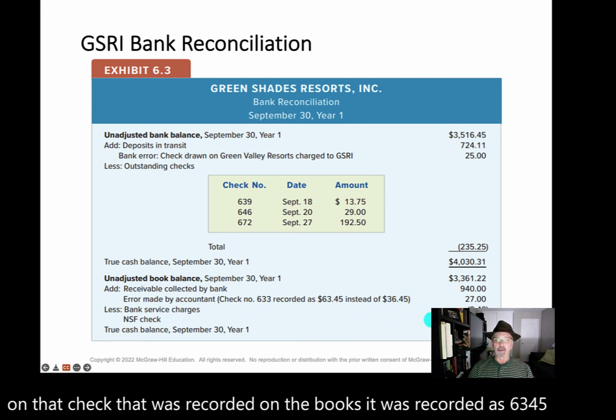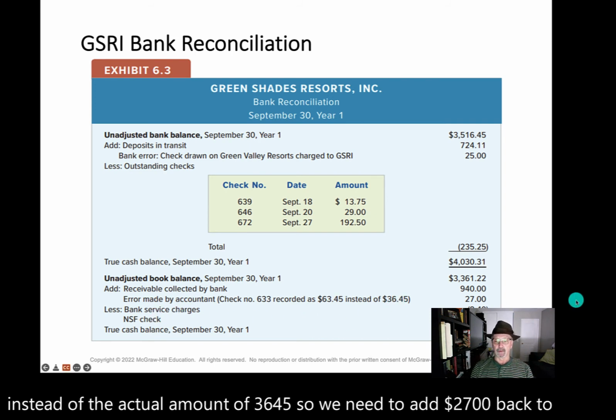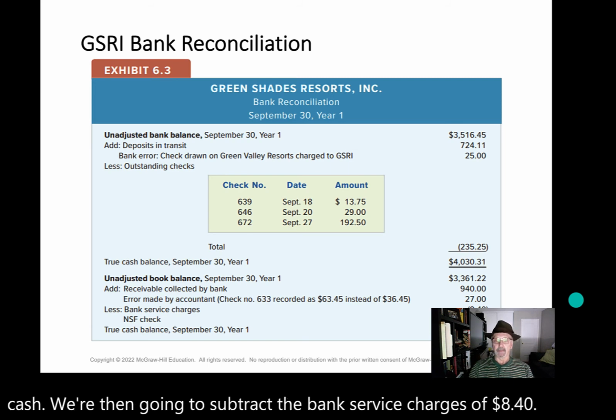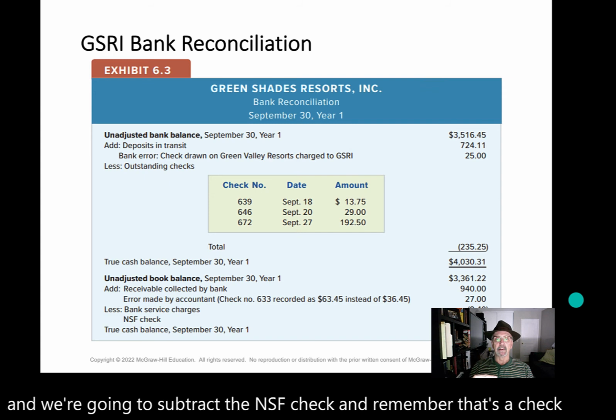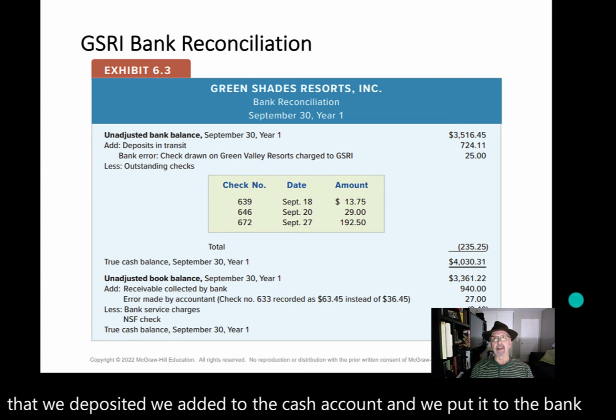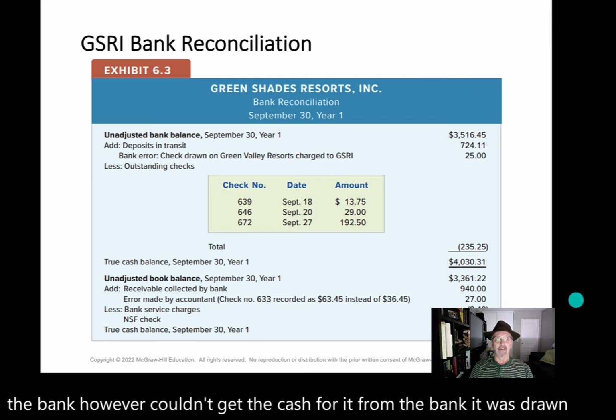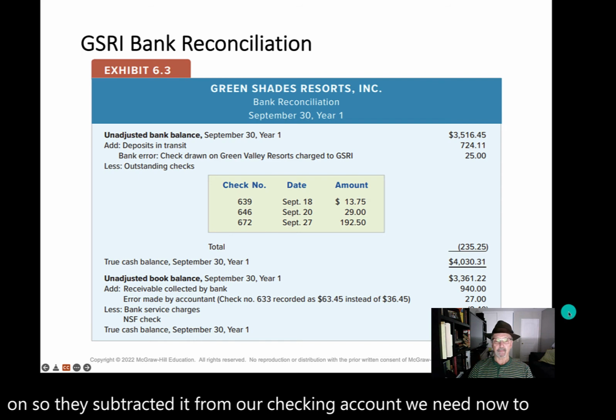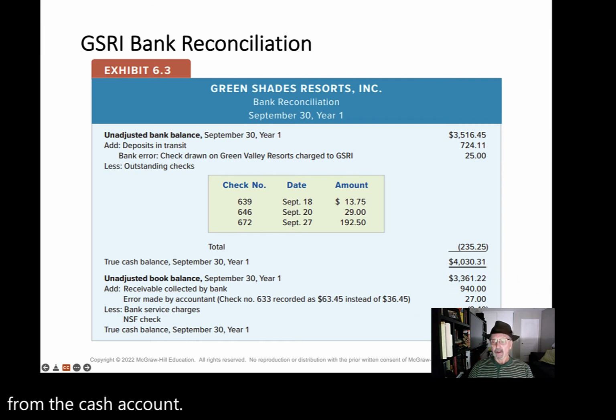We're then going to subtract the bank service charges of $8.40. And we're going to subtract the NSF check. And remember, that's a check that we deposited. We added it to the cash account and we put it to the bank. The bank, however, couldn't get the cash for it from the bank it was drawn on. So they subtracted it from our checking account. We need now to subtract it from the cash account. And when we do the math here, we have the same $4,030.31. So we have reconciled our checking account.